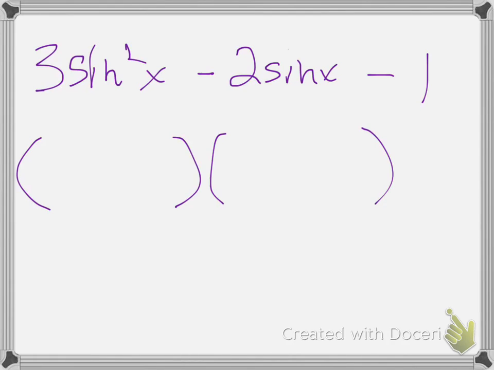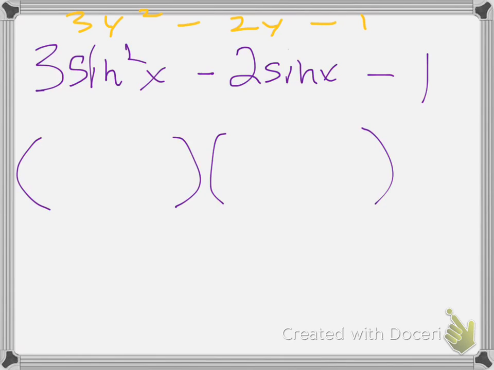Now, if it helps you, you can write this as 3y squared minus 2y minus 1 and factor it that way. And just replace your y's with sine x's, but you have to learn to be able to think in quadratic-like ways. This is a quadratic-like expression. It's in a quadratic form because we have 3 times something squared minus 2 times the something minus a constant.